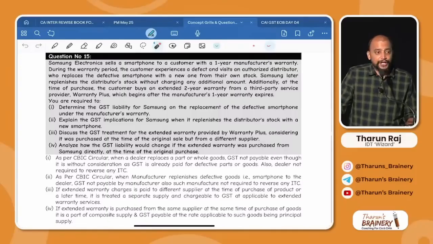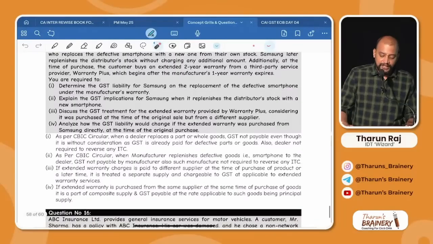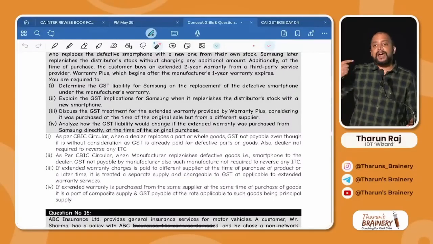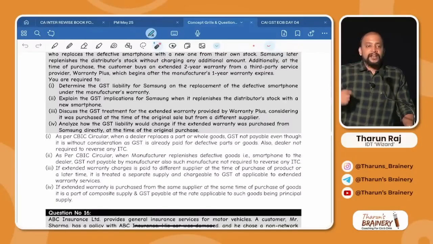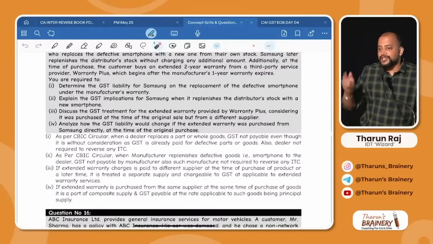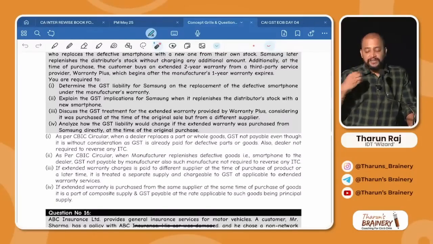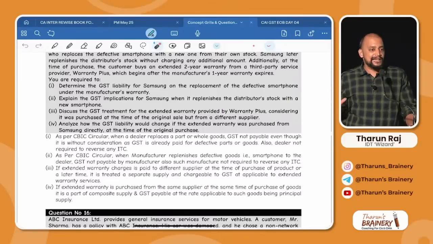Also, dealer not required to reverse any ITC. Second question. Explain the GST implication for Samsung when it replenishes the distributor stock with a new smartphone. So, manufacturer is replenishing the stock to the dealer. At that time, whether manufacturer is required to pay any GST? No, it is not a supply. He will just send it to the dealer, and under a delivery challan, it is not a supply.